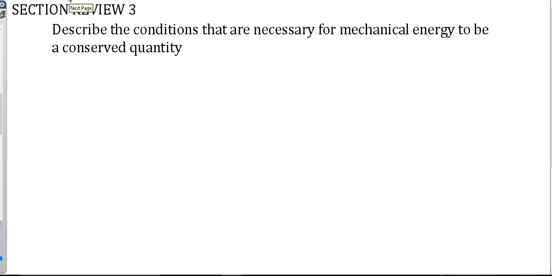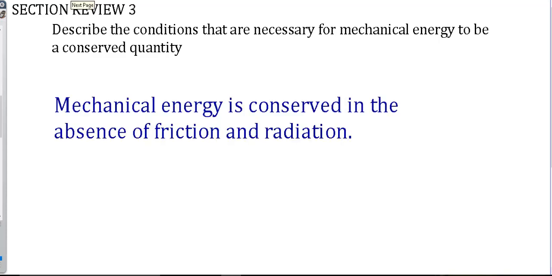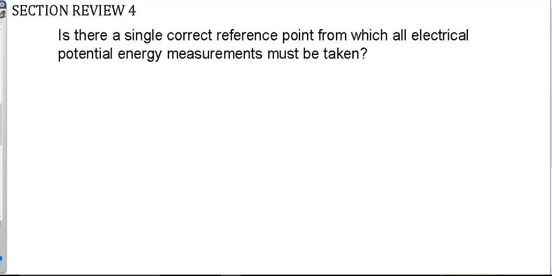Third one, describe the conditions that are necessary for mechanical energy to be conserved. We said electric potential energy is also a kind of mechanical energy. So mechanical energy is conserved in the absence of friction and radiation.